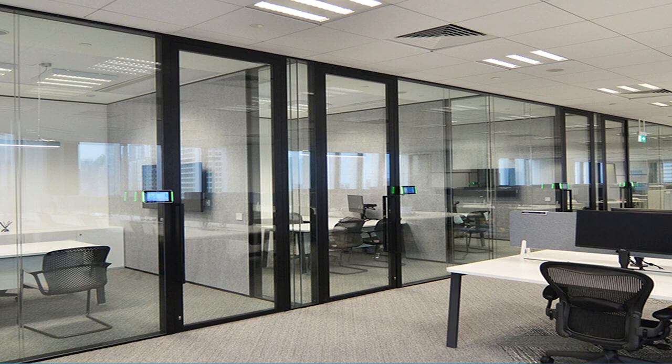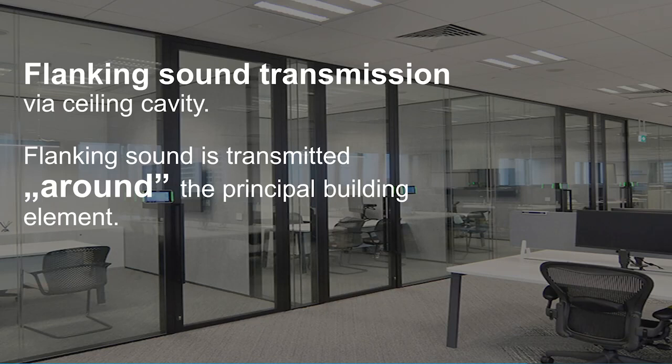A closer look at the details will let us know that the partition which separates these two offices terminates at the ceiling level. If we were to open one of these ceiling tiles, there would be a large ceiling cavity extending across the entire office space. And this ceiling cavity will most likely contain firefighting systems, air conditioning systems, electrical conduits, and other services. And from the acoustics point of view, this ceiling cavity is an opportunity, or better to call it a danger, for the phenomenon of flanking sound transmission.